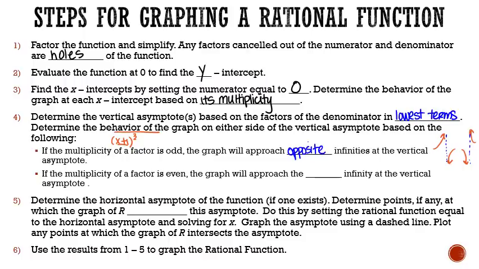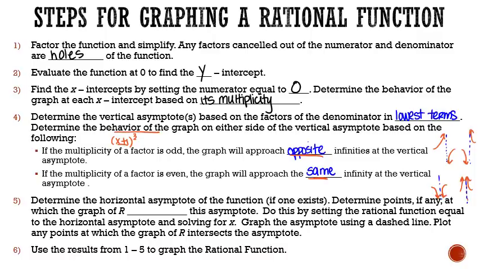If the multiplicity of a factor is even, the graph will approach same infinities at the vertical asymptote. So either the graph will be going towards negative infinity on both sides, or it'll be going towards positive infinity on both sides. So that's what we mean by same and opposite infinities, and this really helps us with graphing.